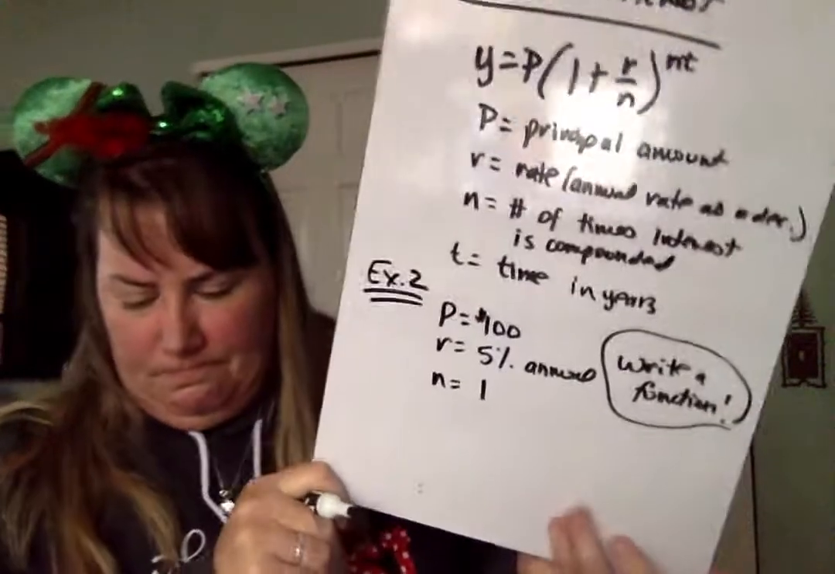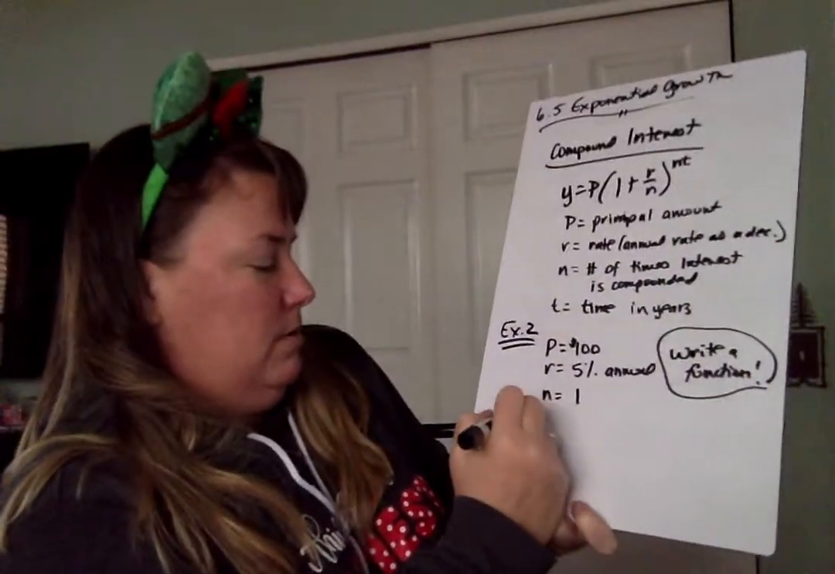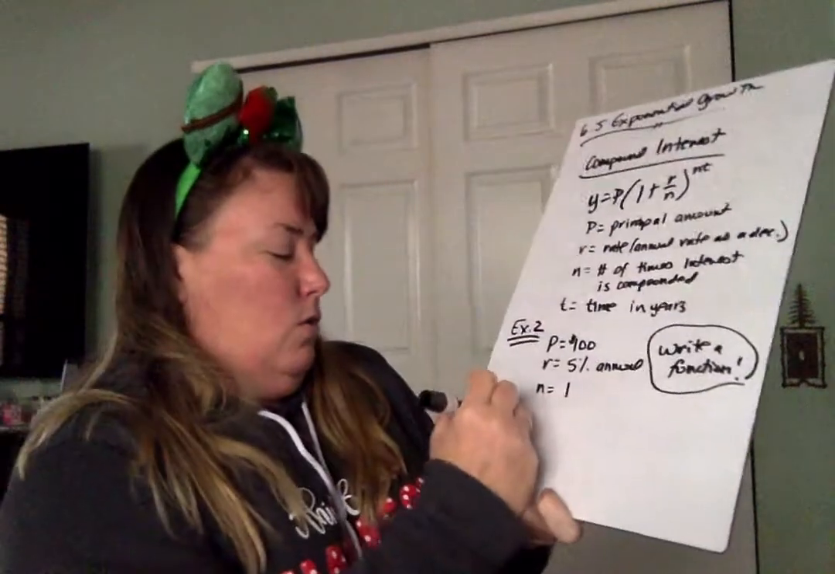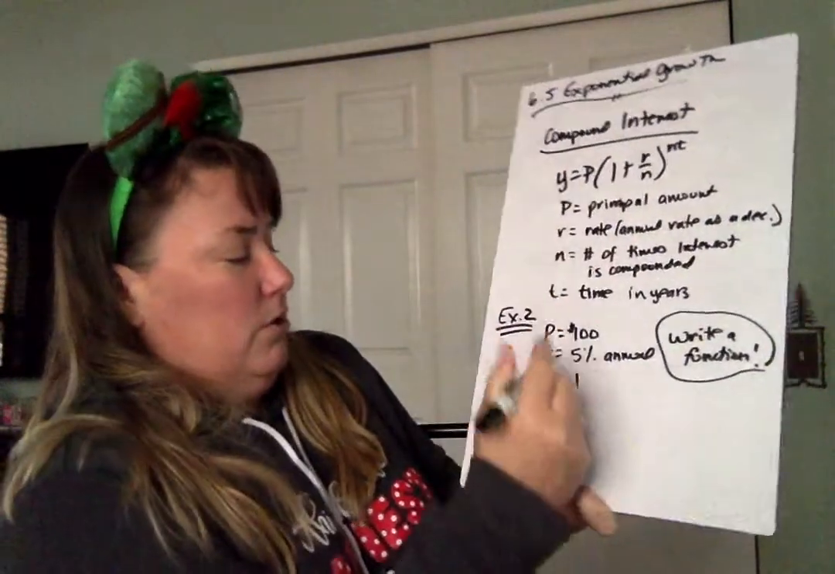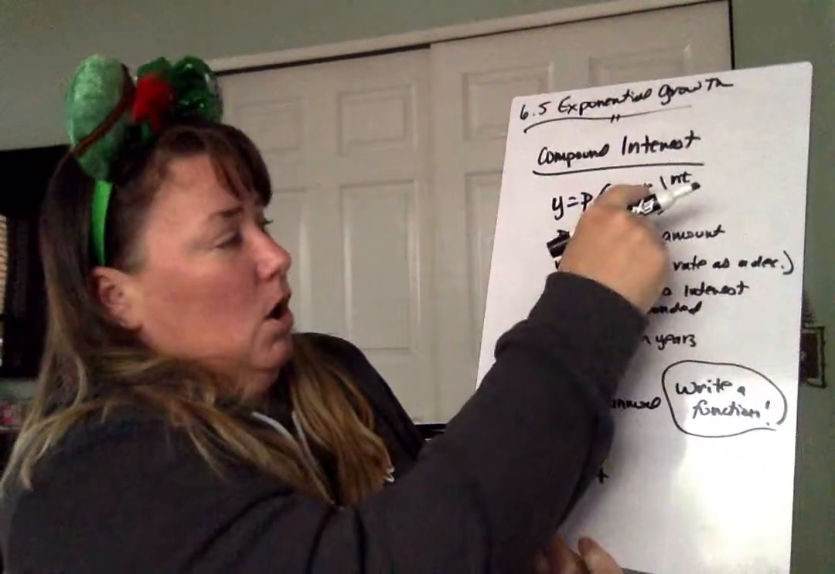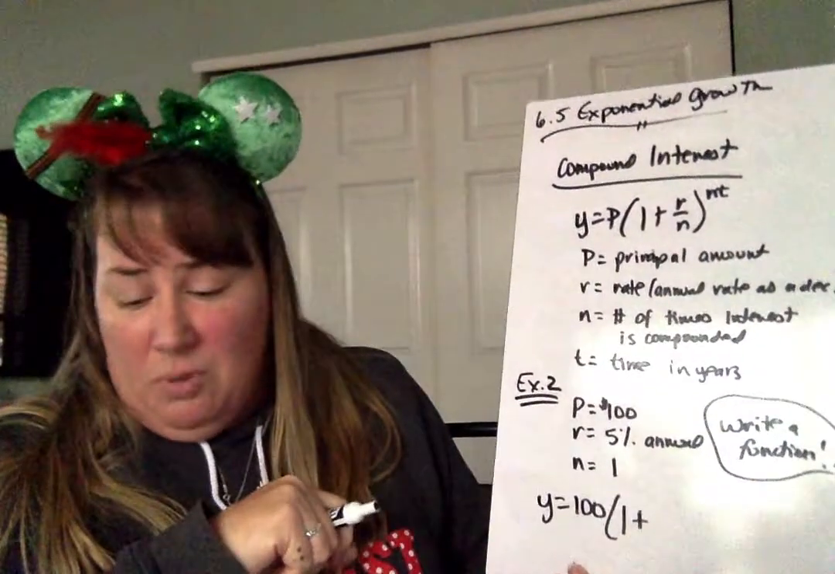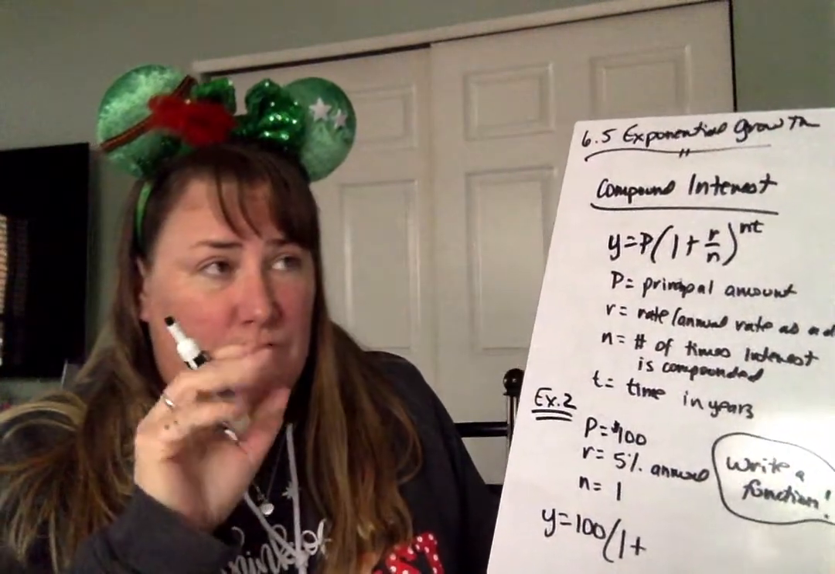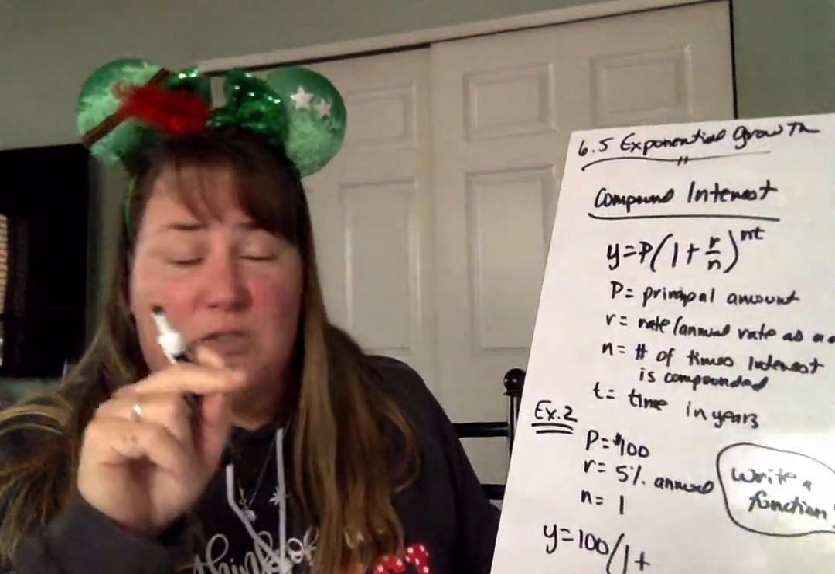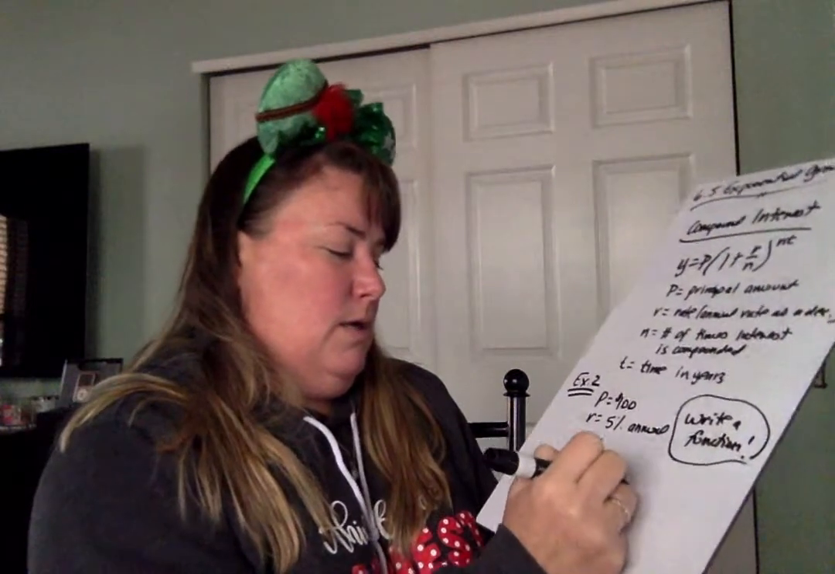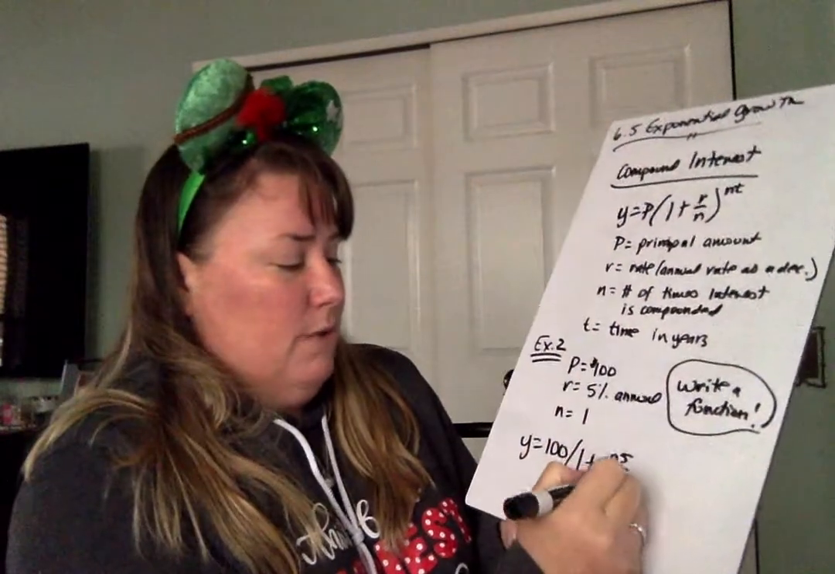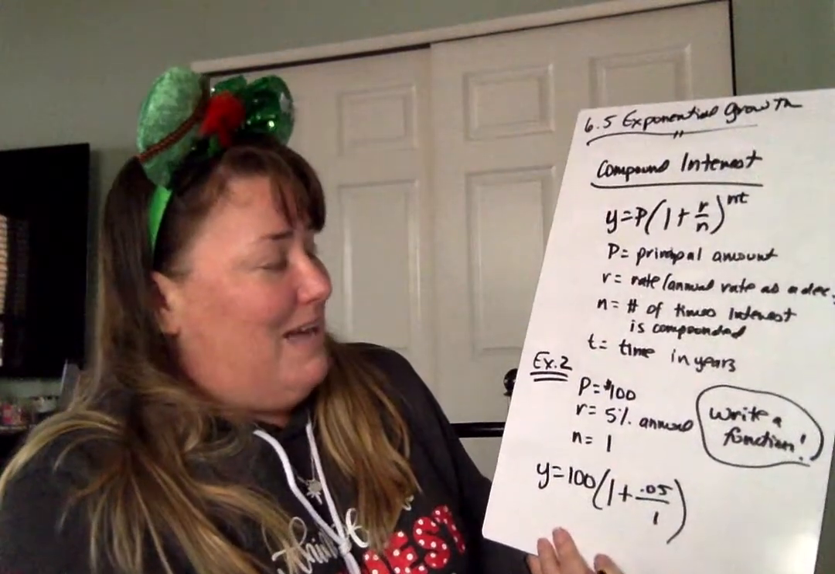Write a function. Here we go. Y equals, our principal is 100, times quantity 1 plus R, our rate, 5%. Remember, we want that as a decimal. So 5%. If I put 0.5, that's 50%. So it's 0.05 over N, number of times it's compounded in a year, which is 1. And we're going to raise that to the NT.